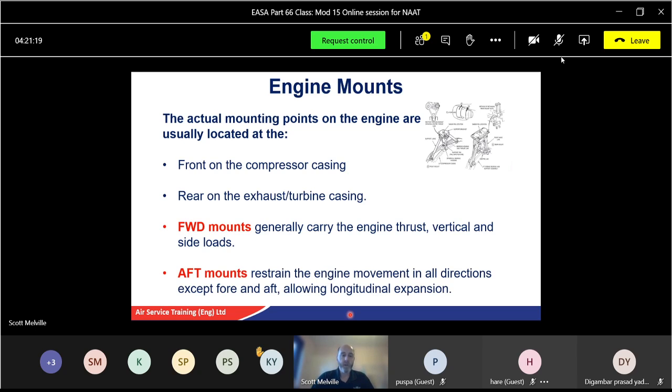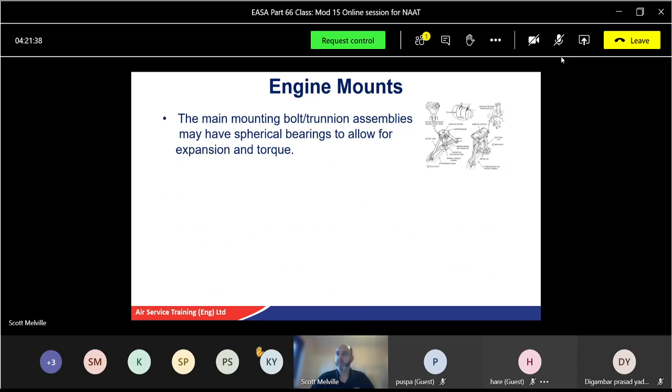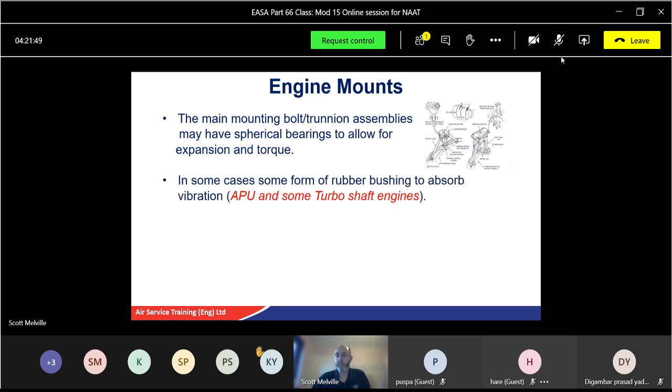The rearward mounts, or aft mounts as they're sometimes called, restrain the engine movement in all directions except forwards and backwards, or fore and aft. That's why they're called the aft mounts. They allow for longitudinal expansion, okay, longitudinal expansion, so that's from the nose to the tail. Main mounting bolt or ring assemblies may have what are called spherical bearings, and they allow for expansion and torque. In some cases there are also rubber bushings to absorb vibration. You tend to find that on APUs and some turboshaft aircraft.